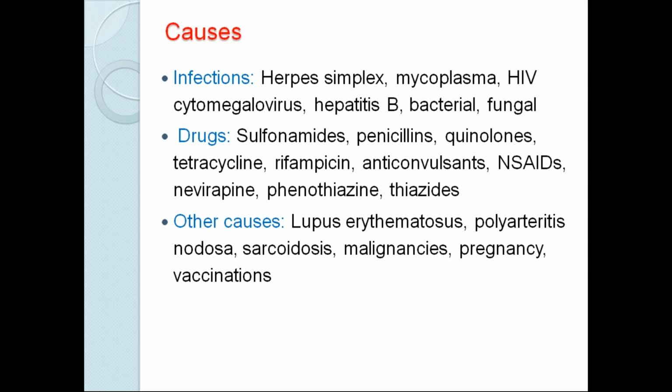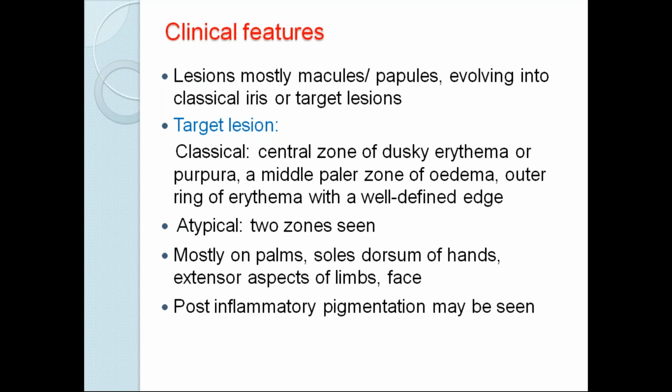So what are the causes of erythema multiforme? First, the most common are infections like recurrent herpes simplex infections, mycoplasma, HIV, cytomegalovirus or hepatitis B. And drugs like penicillins, quinolones, tetracyclines, anticonvulsants and NSAIDs and rifampicin are very common. Other causes are lupus erythematosus, polyarteritis nodosa, sarcoidosis, also pregnancy, vaccinations and malignancies.